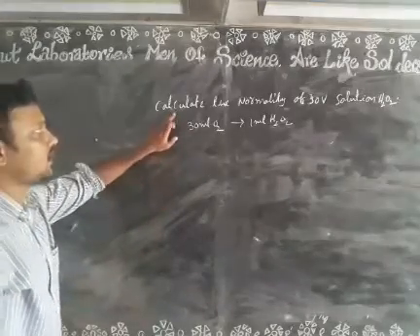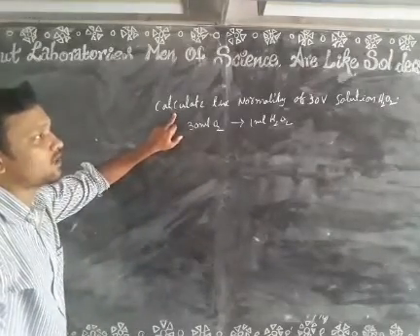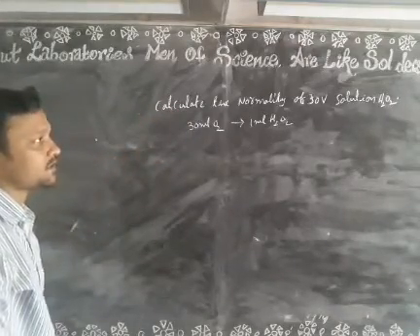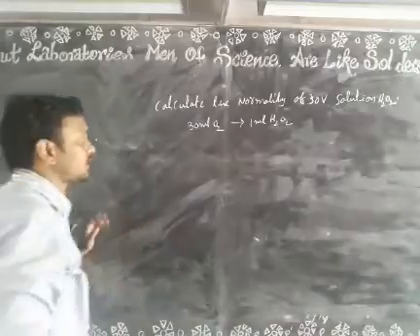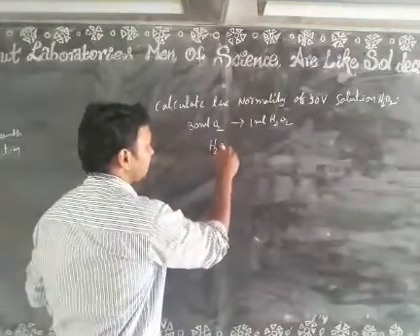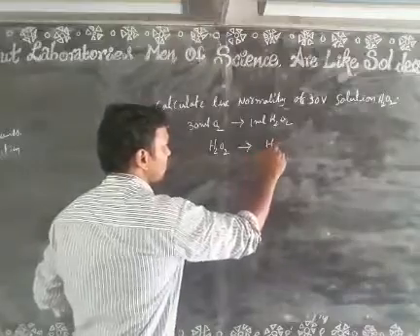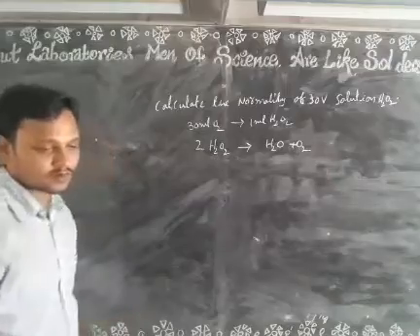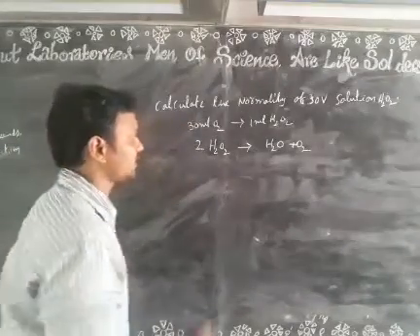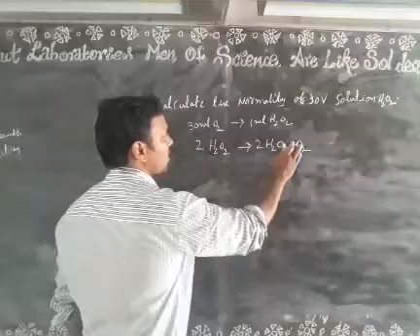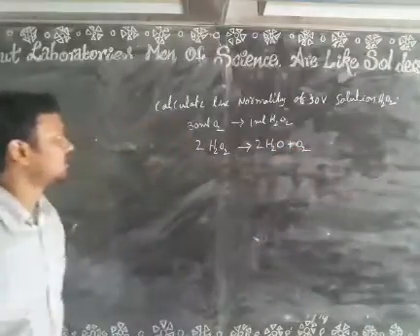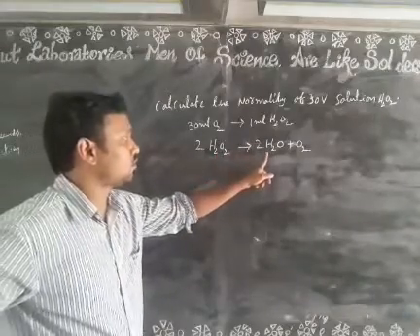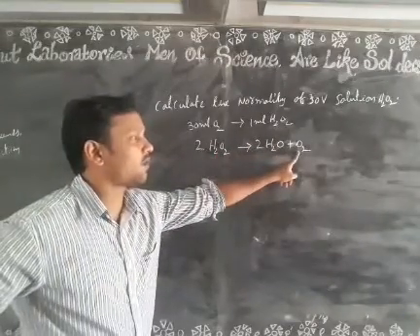Now, in order to calculate the normality of 30 volume solution of hydrogen peroxide, we have to write the balanced equation of the decomposition of hydrogen peroxide. When hydrogen peroxide is decomposed, it gives water and oxygen. Here 2 moles of hydrogen peroxide give 2 moles of water and 1 mole of oxygen.